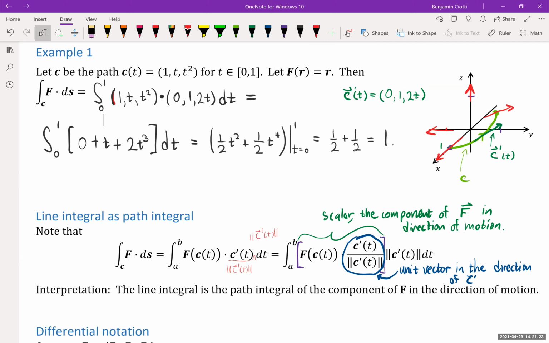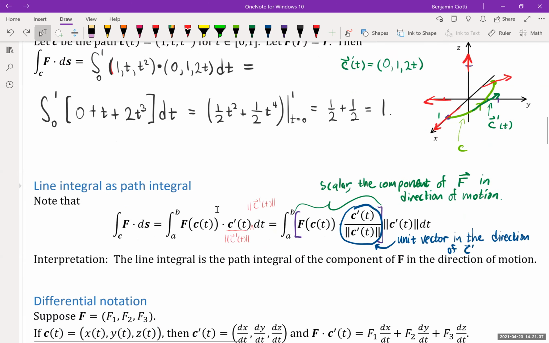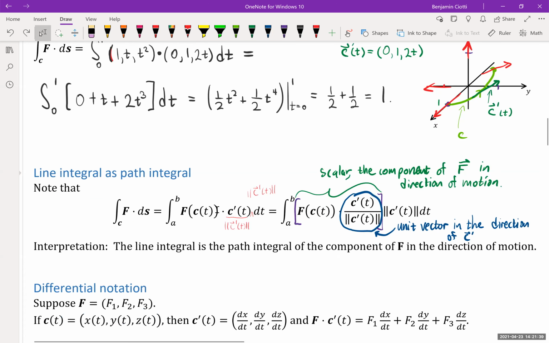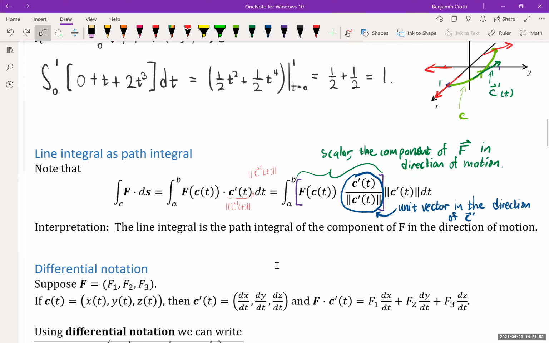Let's see. So like I just said, the interpretation of all this is that line integrals are path integrals of the component of F in the direction of motion. Okay, now, if you read this section in the book, it's actually a pretty long section, and a lot of it is just notation and conventions. So I'm going to have to do some of that today.